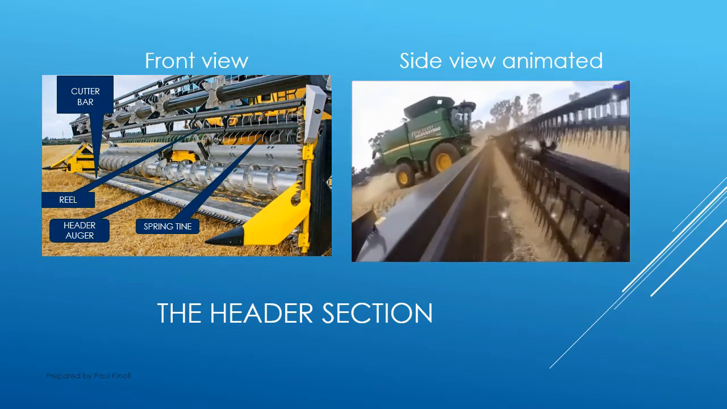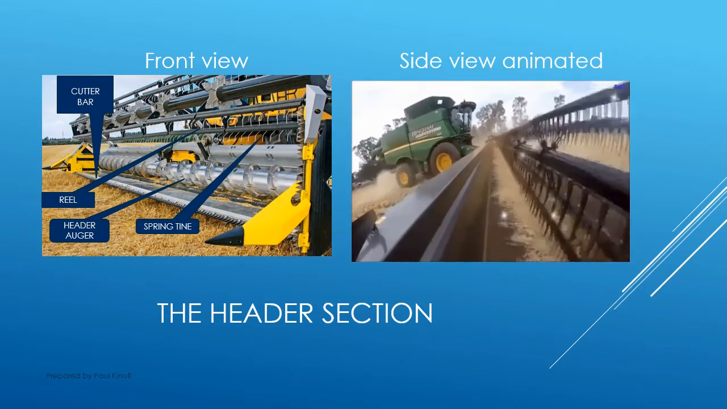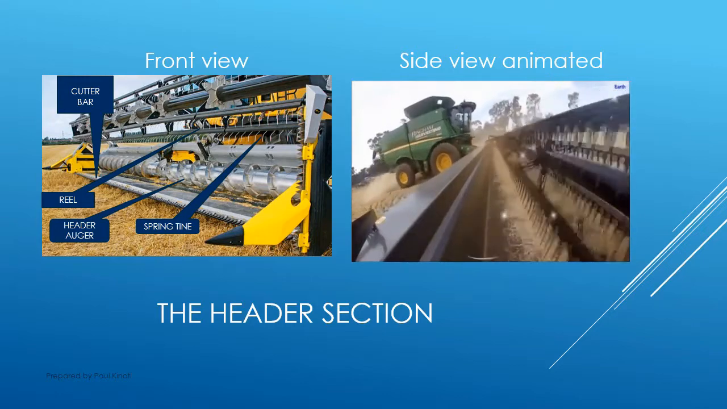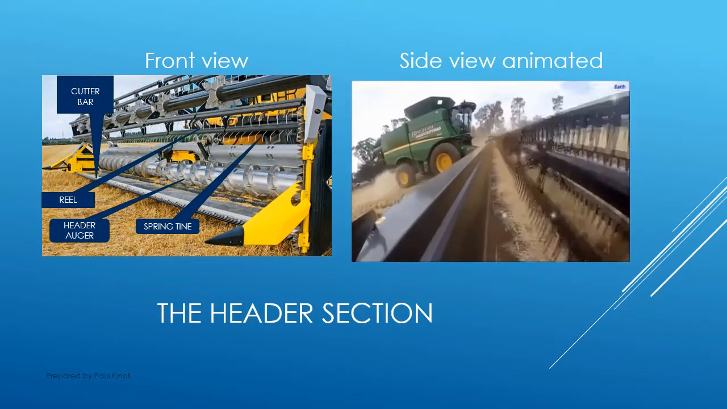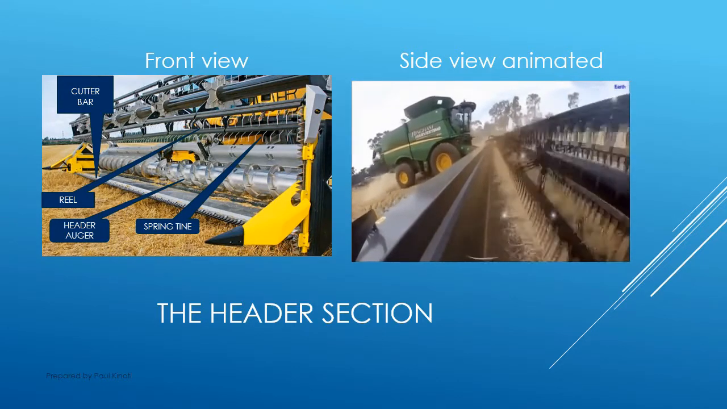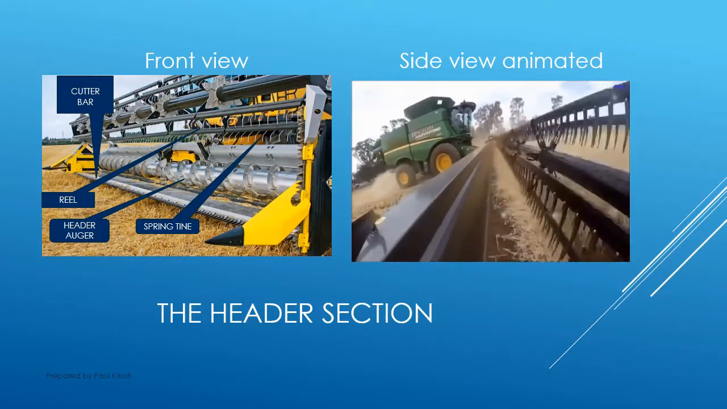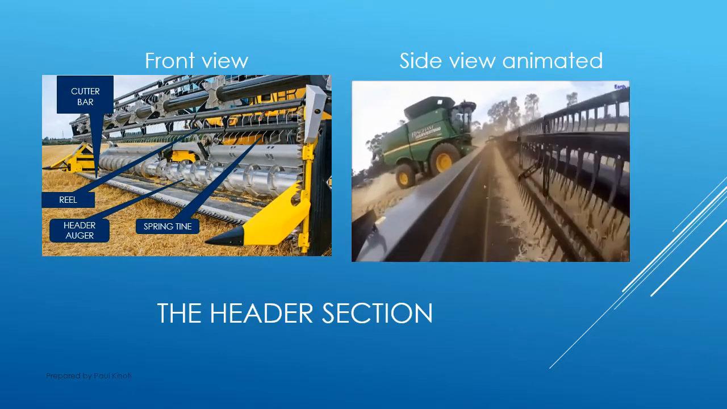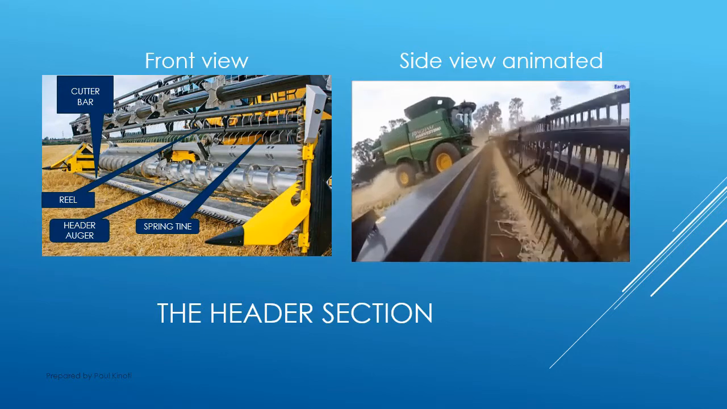So farmers basically do switching out of the header, depending on whether they are harvesting corn, soybeans, or other crops such as wheat and barley. So I want us to move to the next section.